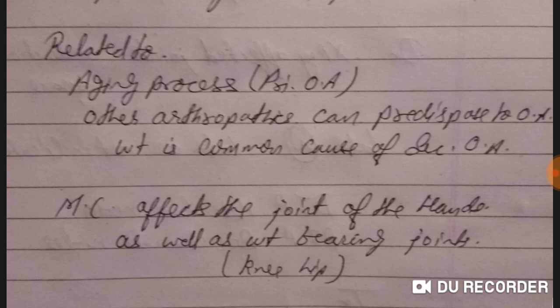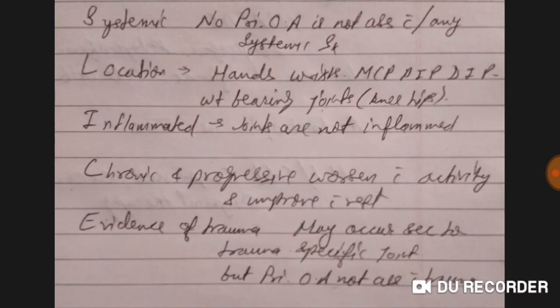And secondary osteoarthritis is when other arthropathies predispose to osteoarthritis, such as overweight; being overweight is a common cause of secondary osteoarthritis. It most commonly affects the joints of the hands as well as the weight bearing joints like the knee and hip joint. In India, the knee joint is most commonly involved in osteoarthritis.